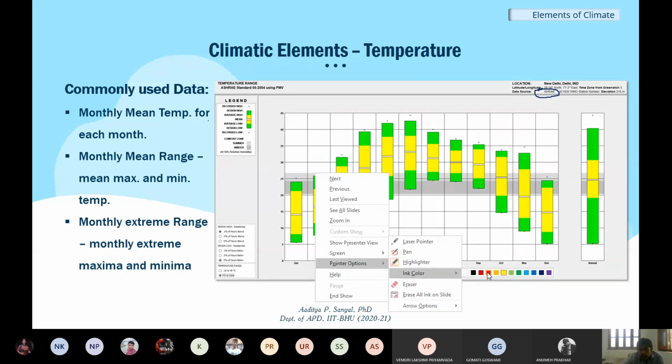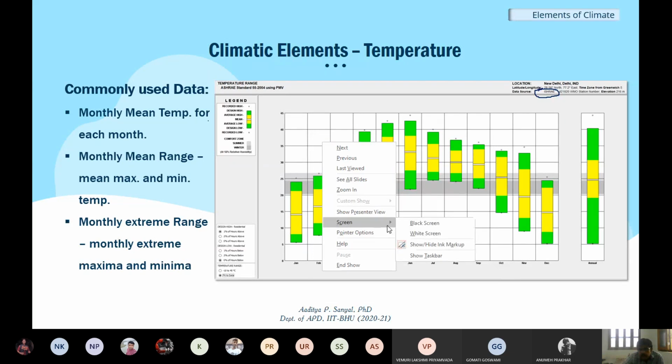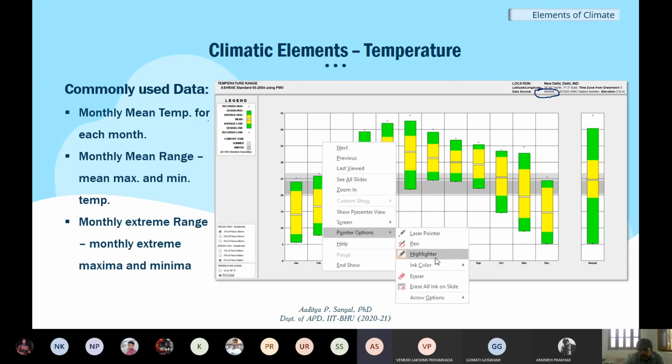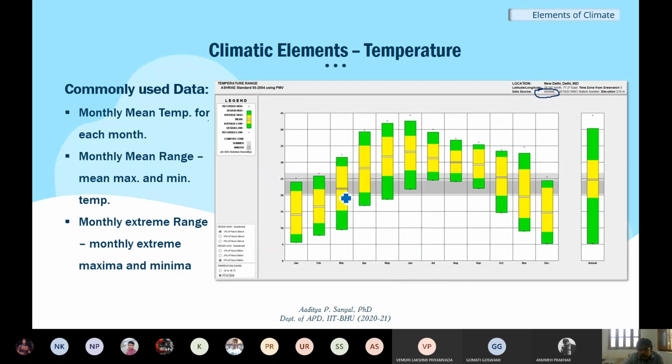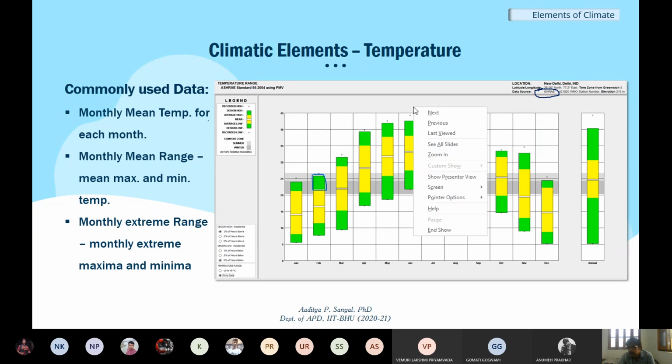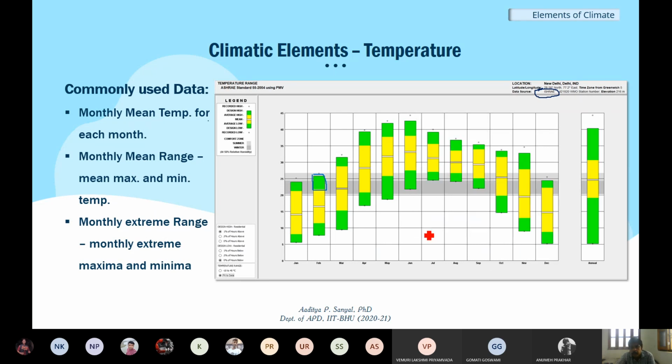Got it? Now, are we together in this? Yes, sir. Clear? Yes, sir. And the annual one, again, you can see here that the average is somewhere at around 25 degrees Celsius, whereas the range is actually much higher. June gets a peak. Again, one more thing you would find is that the climatic data which we are talking about here varies from year to year.